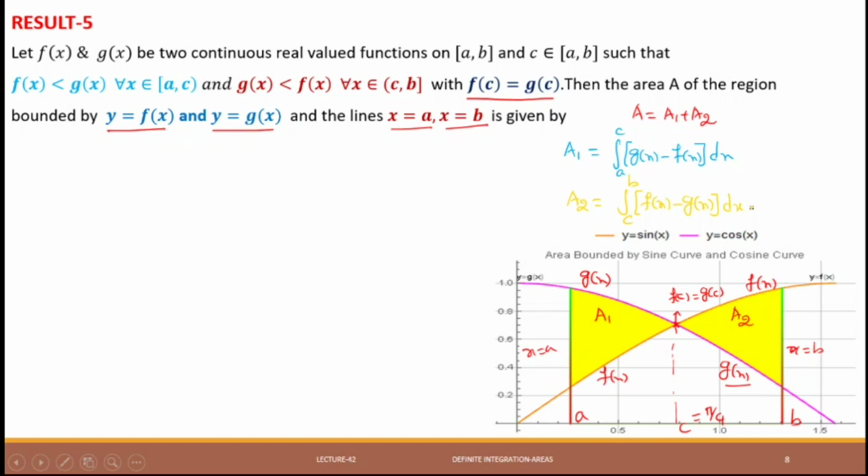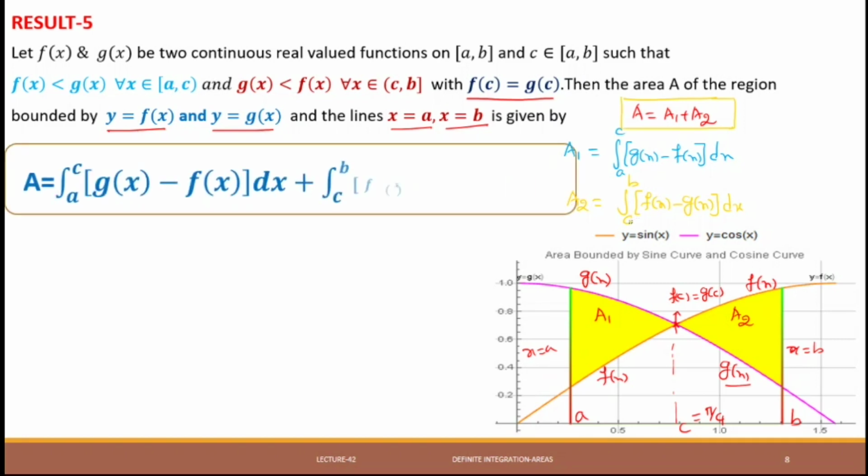Now I require the entire area. Entire area A is equal to a1 plus a2. So the formula for finding the entire area is integral a to c of g of x minus f of x dx, and that of a2 is integral c to b of f of x minus g of x dx. So the formula for finding the shaded region is given by integral a to c of g of x minus f of x dx plus integral c to b of f of x minus g of x dx.